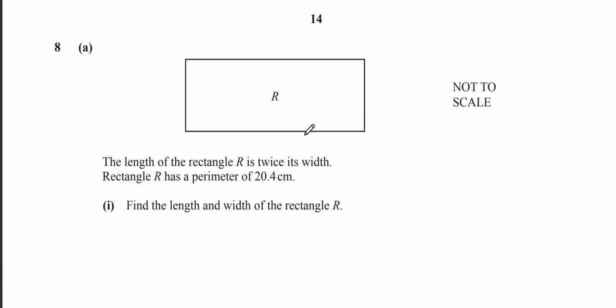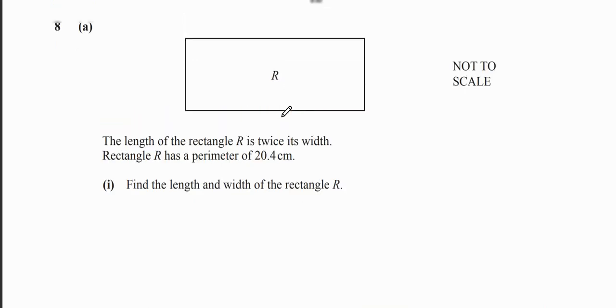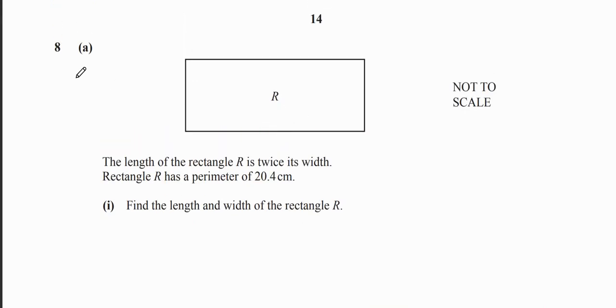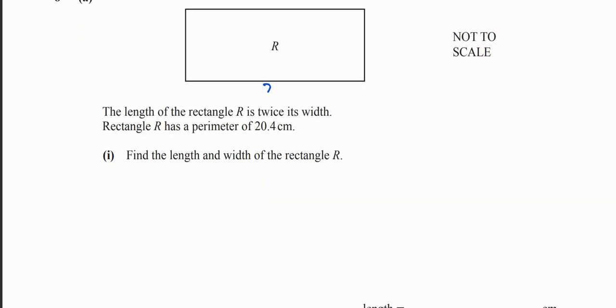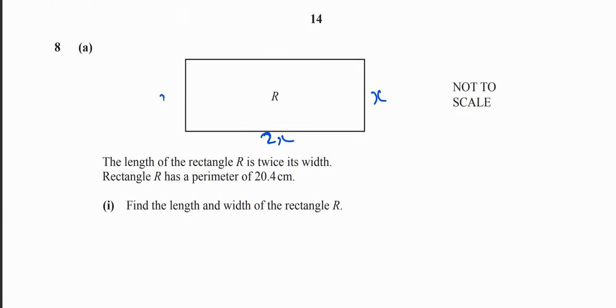Now next question, it says the length of the rectangle R is twice its width. The rectangle has a perimeter of 20.4. Find the length and width of the rectangle. So look, I can say this side is x, so this means the other is 2x. If this side is x, this side is also x, and this side is 2x. So if I add all of them, x plus x plus 2x plus 2x, I would get 20.4. So this becomes 6x equals 20.4.